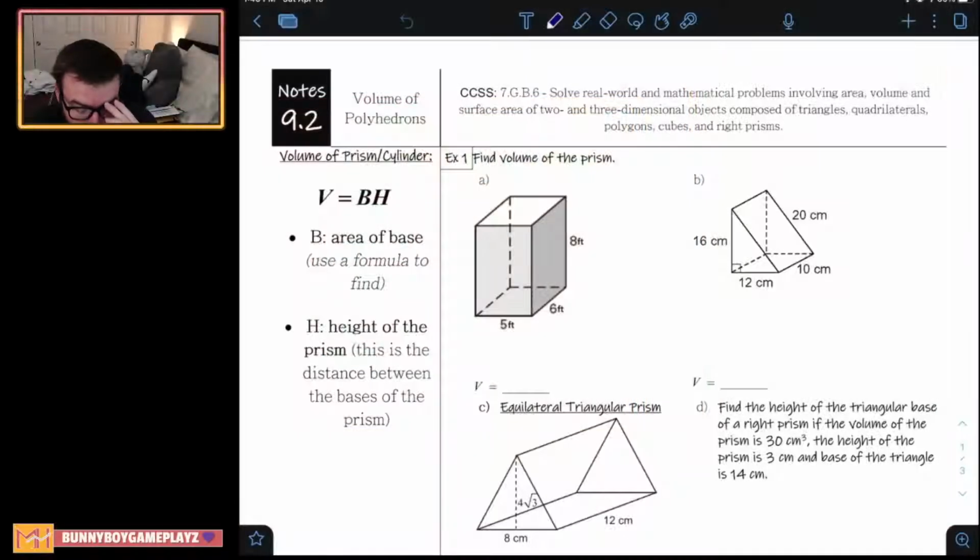We're doing a lesson that I really enjoy. We are discussing volume. I really enjoy volume. So let's jump into it.